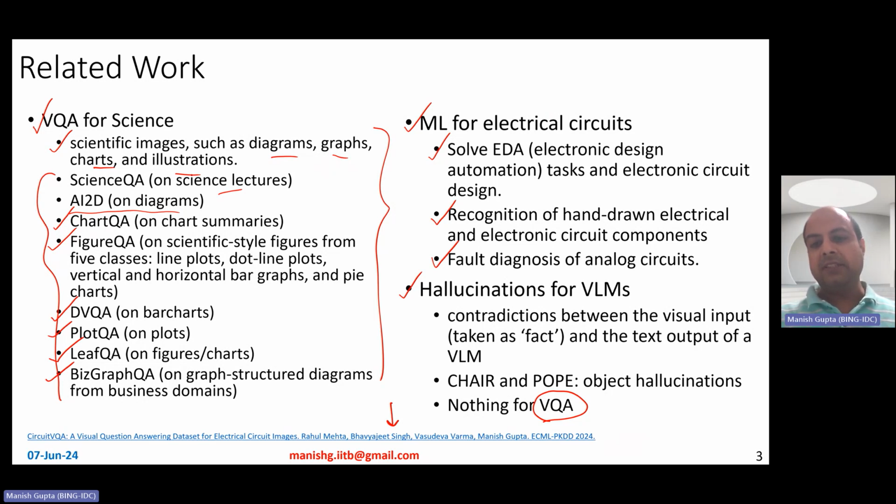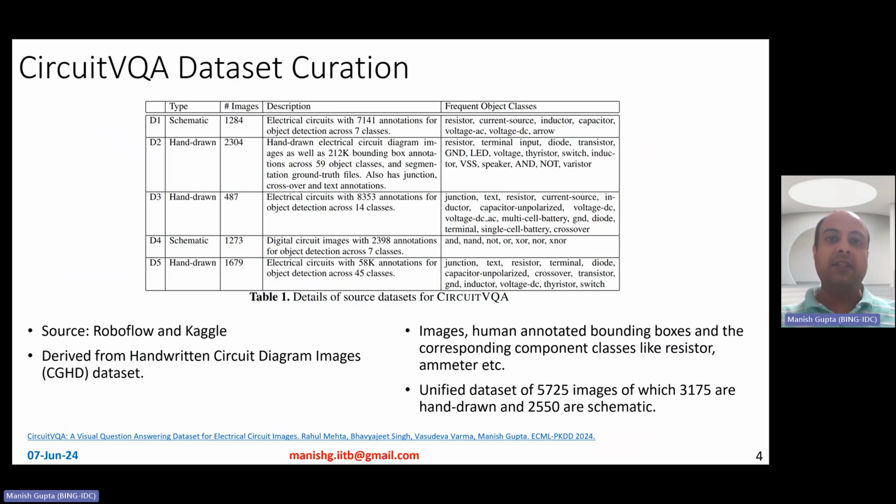So hallucinations are essentially contradictions between the visual input taken as fact and the text output of a VLM, a visual language model. Existing approaches are CHAIR and POPE, right? They try to figure out hallucinations in terms of missing objects or newly discovered objects which don't exist in the image at all, right? But as I mentioned, there's nothing for visual question answering, and that is why we fill this gap in this paper.